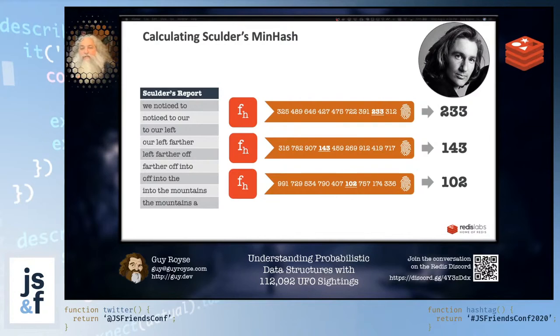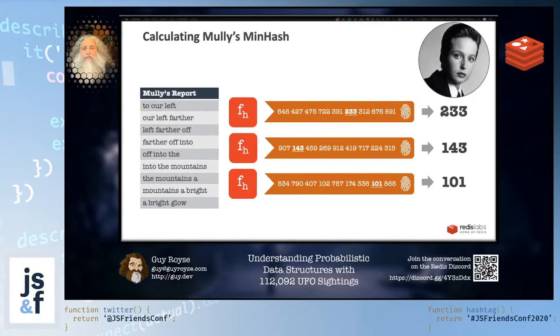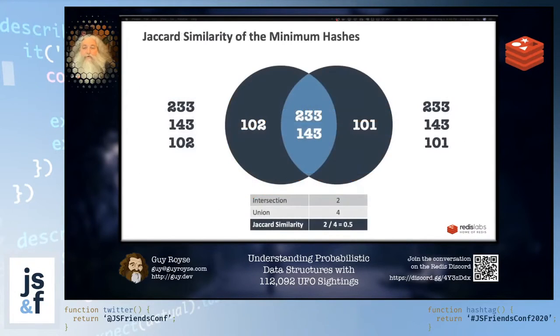And so here we calculate Scalder's min hash, and we get these numbers on the right. Do the same thing for Molly, and we get similar but not identical numbers. And then we can take these numbers, and we can store them and use them for future reference. We take these numbers and we do the Jaccard similarity of the minimum hashes. And here we get a Jaccard similarity of 50%. They're half the same. Given that we only have 3 hash functions, this greatly reduces our resolution.